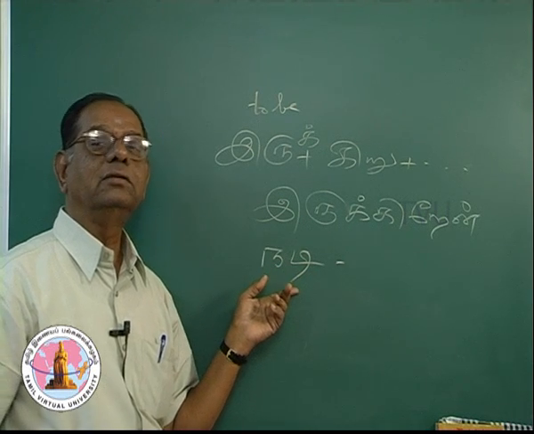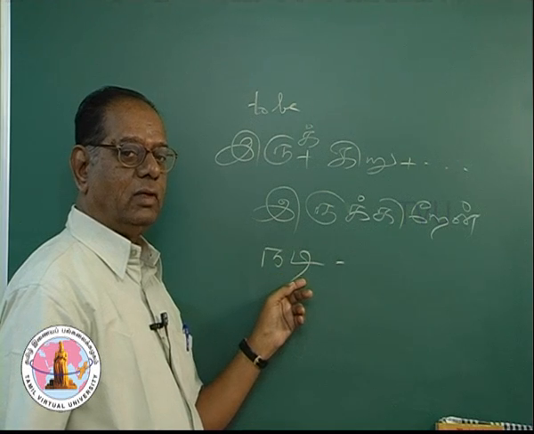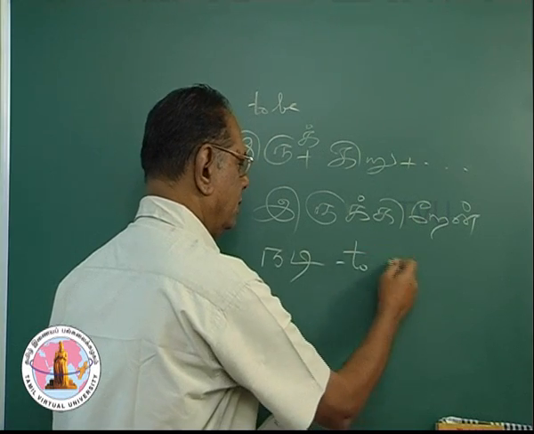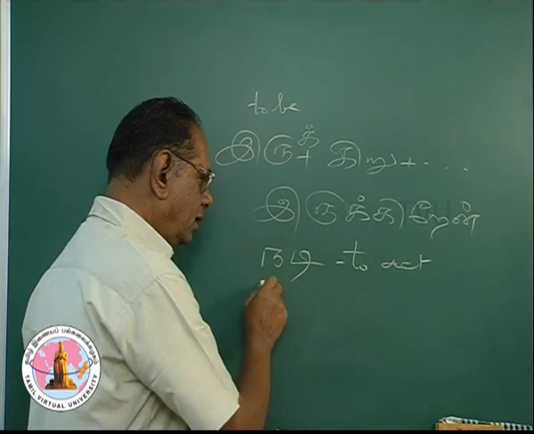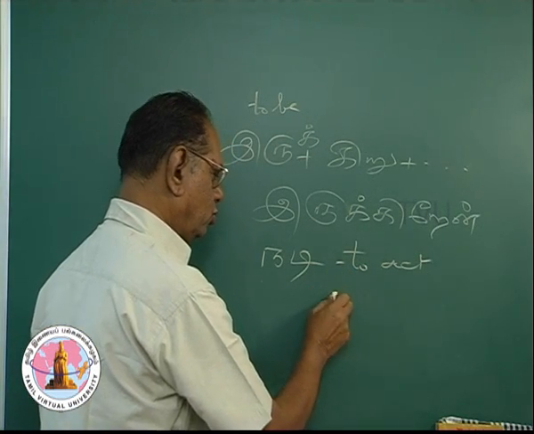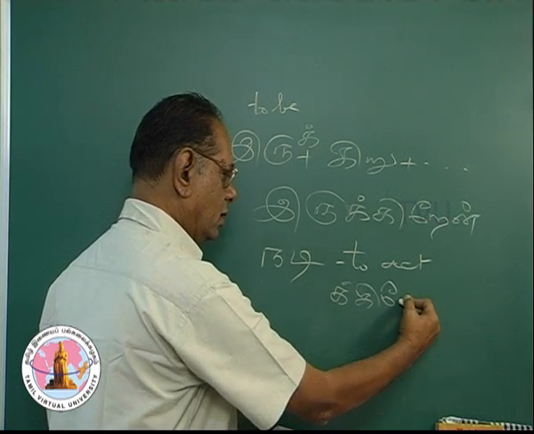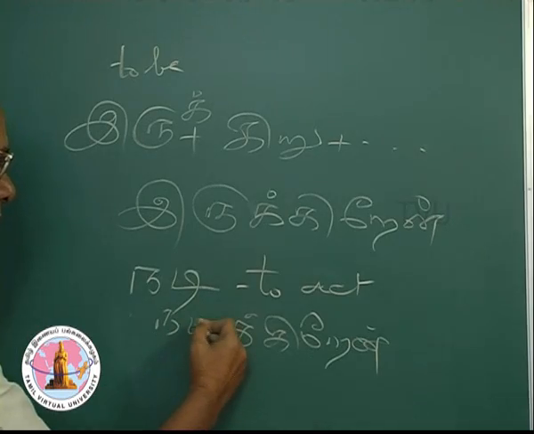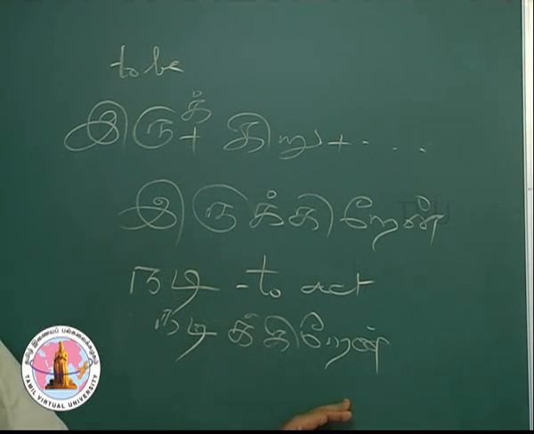You have not come across this word, if I remember correctly. Na, di. This becomes nadi, to act. Nadi is to act. Here also you have ik introduced, and it becomes nadi plus kiru plus en, nadikkiren.